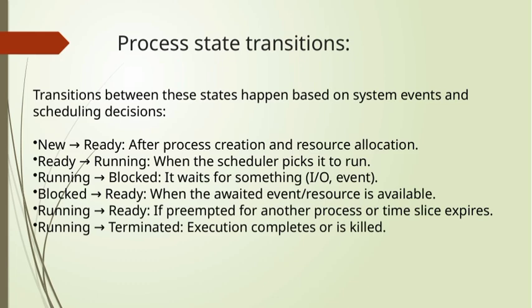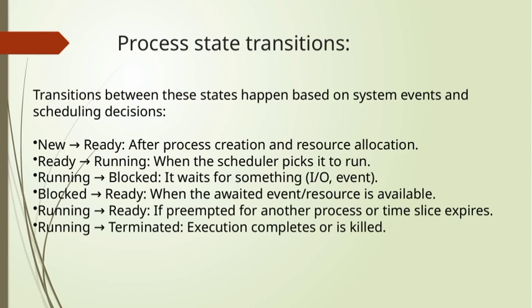Now, let's take a closer look at process state transitions. These transitions happen based on system events and scheduling decisions, and understanding them is key to grasping how an operating system manages processes. First, when a process is created and resources are allocated, it moves from the new state to the ready state. This means it's prepared to run, but hasn't started execution yet. Next, when the scheduler selects this process to run, it transitions from ready to running. This is when the process actually begins execution on the CPU.